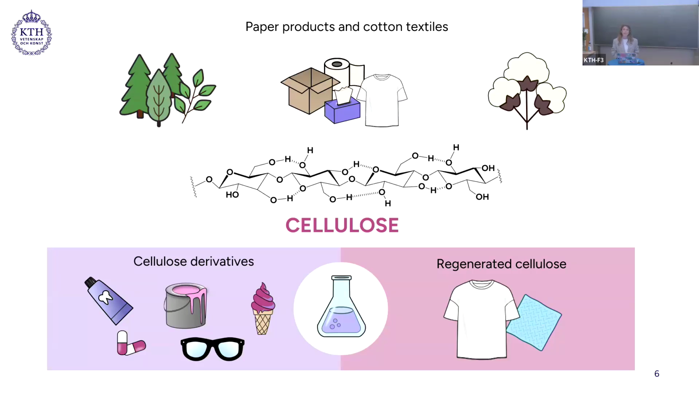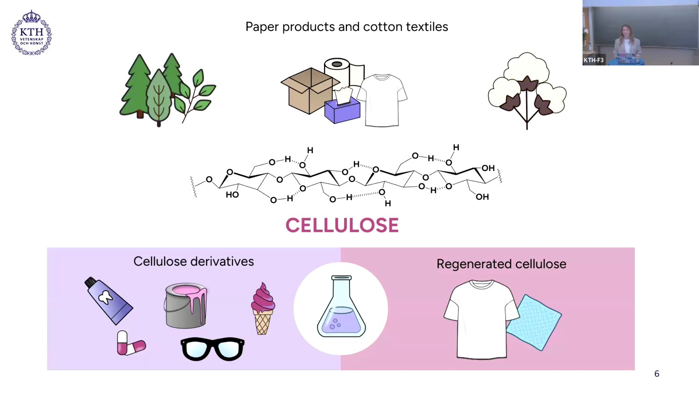Another type of modification that we can do is to dissolve the cellulose and then regenerate it. And then we call it, conveniently, regenerated cellulose. It has more textile-like properties. So we can make all these amazing things with a pretty simple structure.